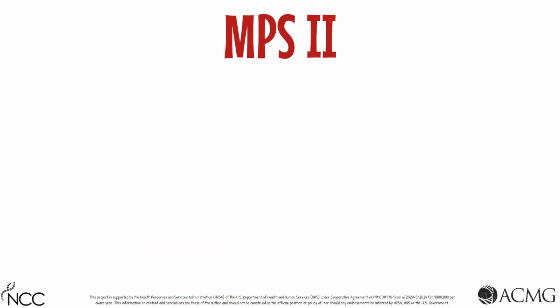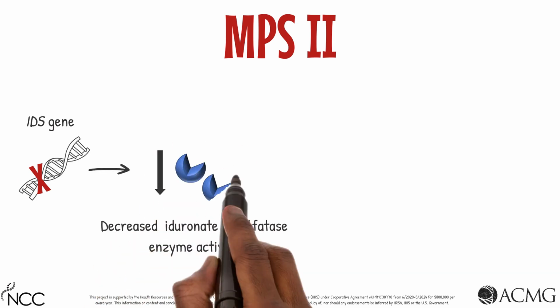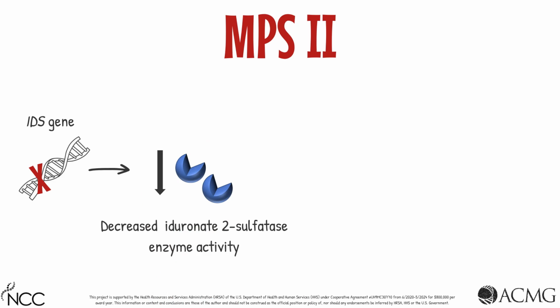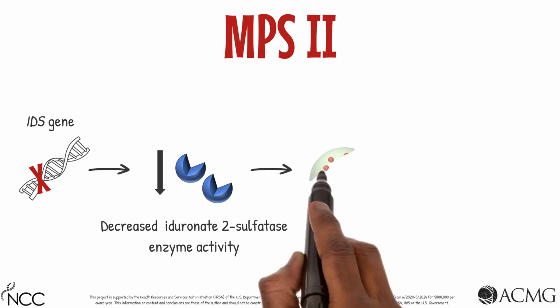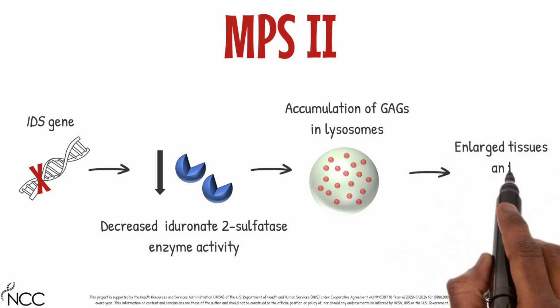MPS II, also known as Hunter syndrome, is an X-linked lysosomal disorder caused by pathogenic variants found in the IDS gene. This leads to a decrease in iduronate 2-sulfatase, or I2S, enzyme activity. This change results in the accumulation of glycosaminoglycans, or GAGs, in the body's lysosomes. The accumulation of GAGs causes cellular dysfunction, leading to enlarged tissues and organs.